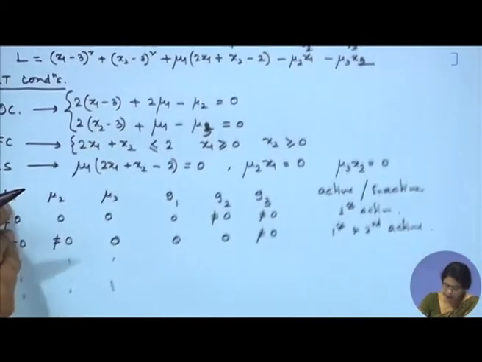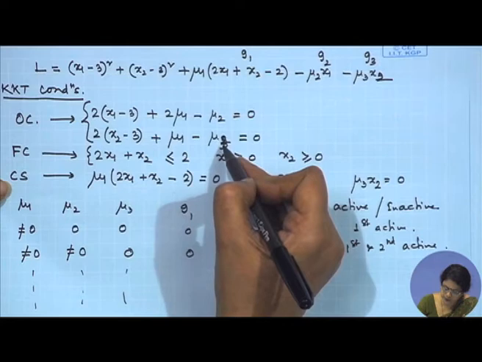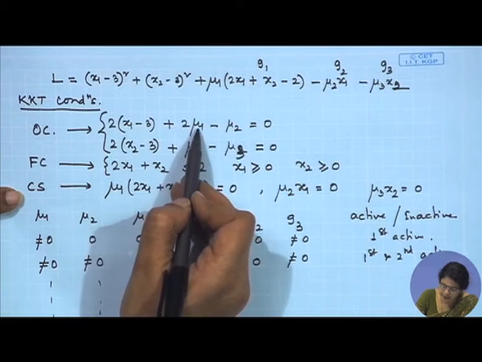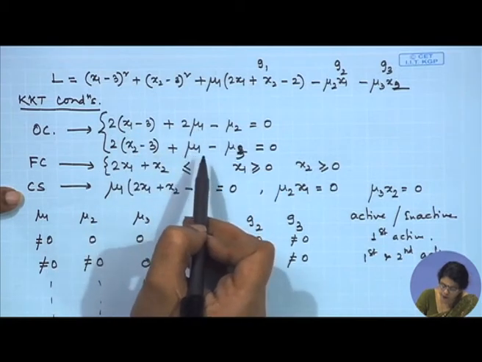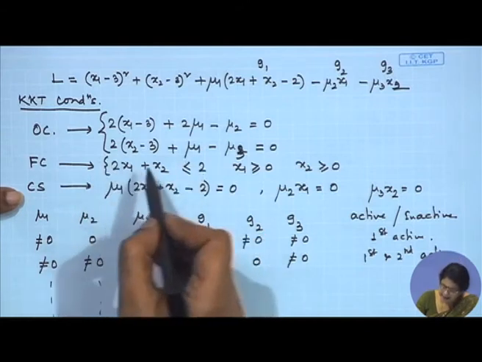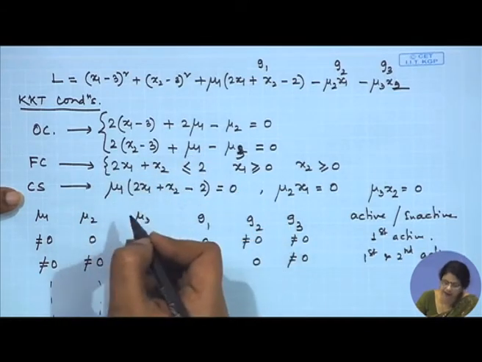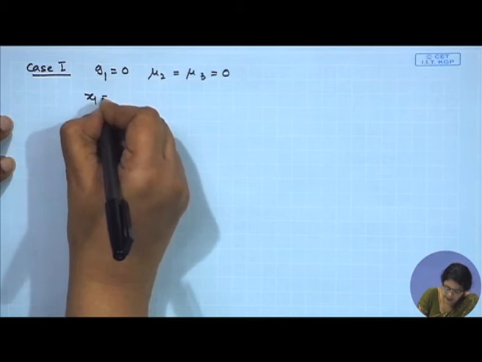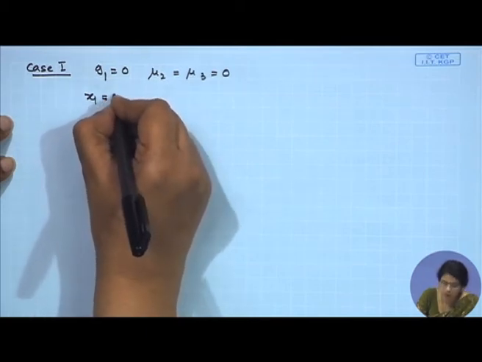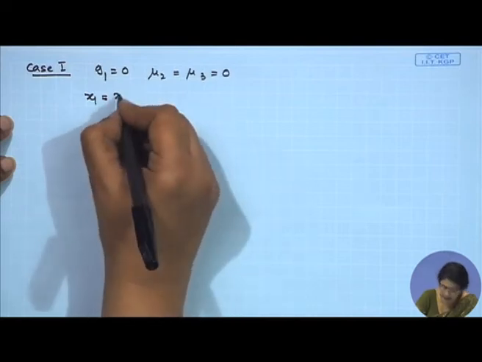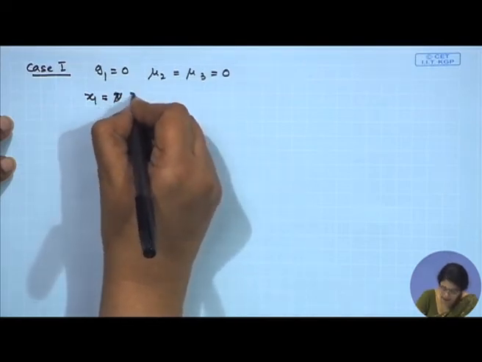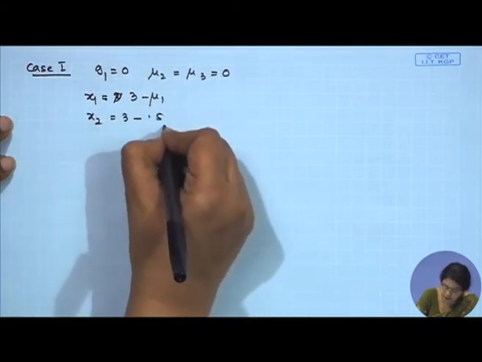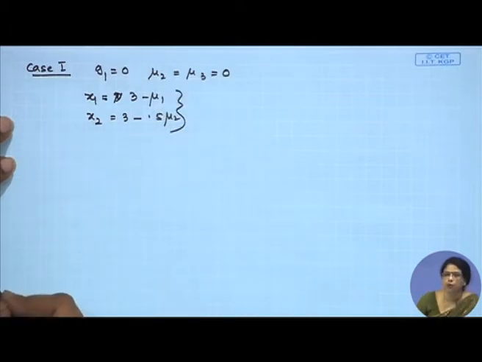Alright. If we get mu2 is equal to 0, mu3 is equal to 0, then what will we get? We will get x1 in terms of mu1 and x2 in terms of mu2. Alright. And if we substitute the values, let us see what we are getting. We are getting x1 is equal to 2 mu1, 2 will cancel, only we will get 3 minus mu1, and for x2 we will get 3 minus 0.5 mu2. Alright.